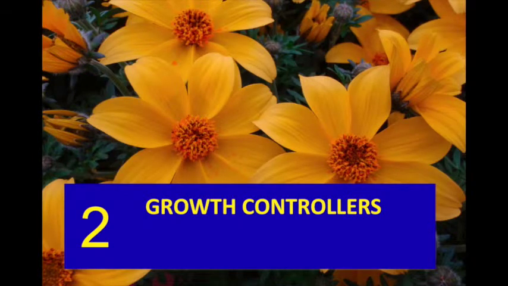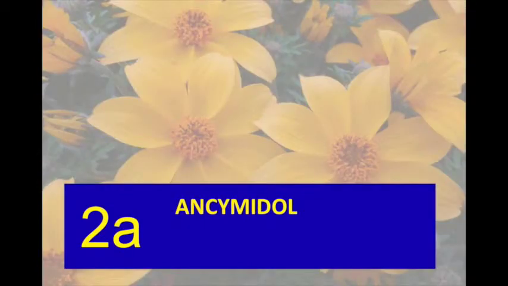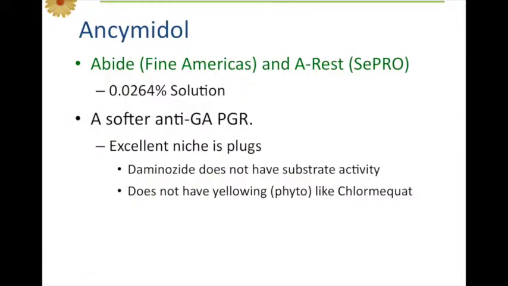As far as growth controllers are concerned, there are a number of them. These are primarily going to be the anti-GA ones that I discussed earlier. We'll start alphabetically with acetamidol. Acetamidol is a product that's been on the market for a while. ARES was introduced by CPRO, and then Fine introduced Abide a few years ago. It's a pretty low percentage AI, less than 0.3%, so it's known as a softer PGR, but it has some good activity.